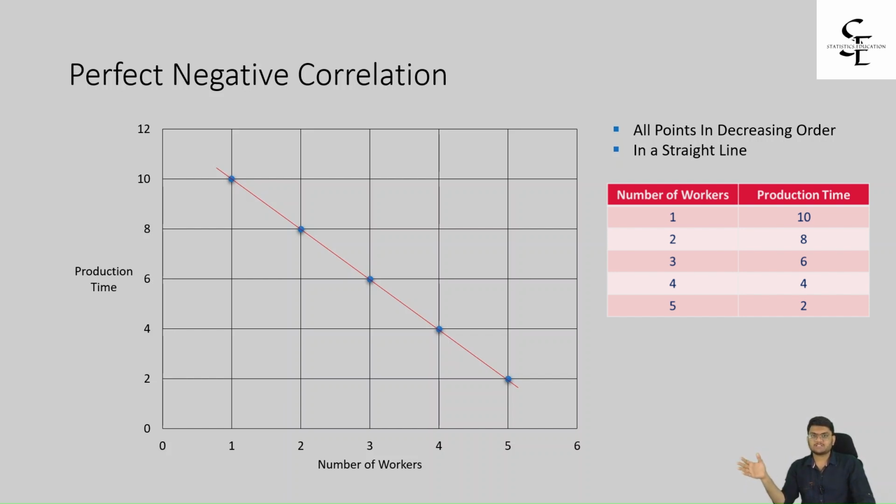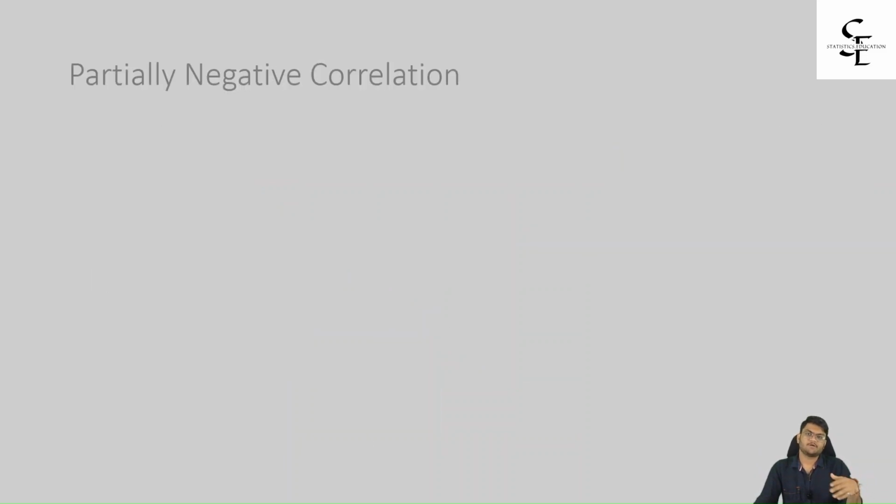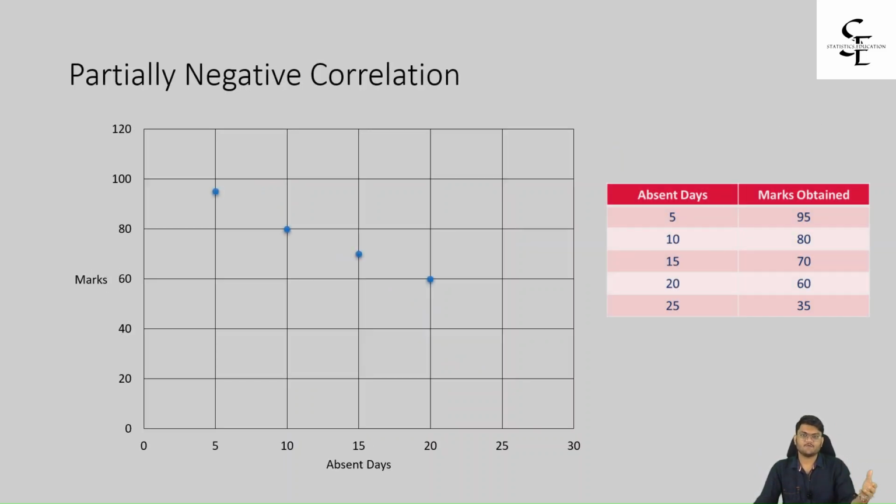The points on the scatter diagram forms a straight downward moving line, indicating that there is a perfect negative correlation. I hope you understood perfect negative correlation. Now let's move on to partially negative correlation.